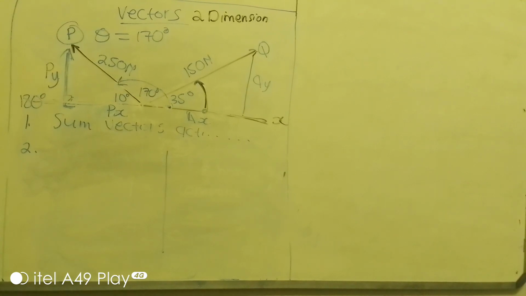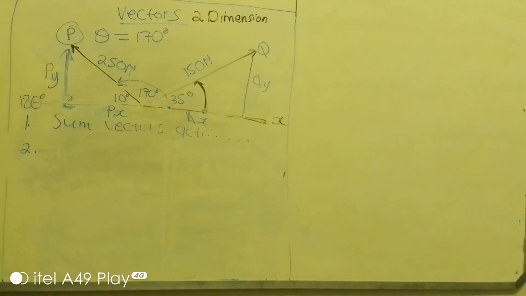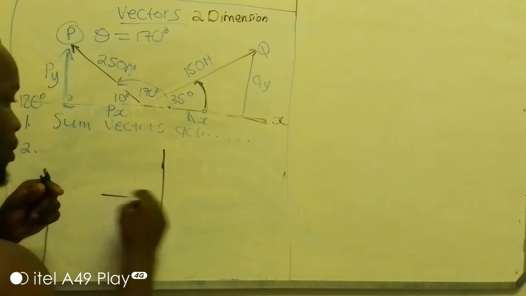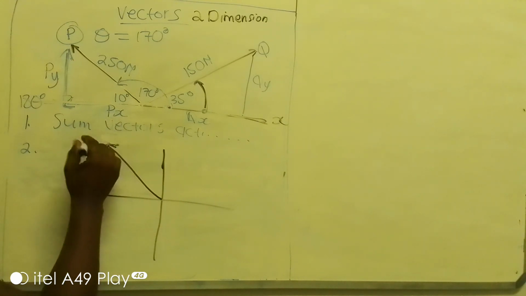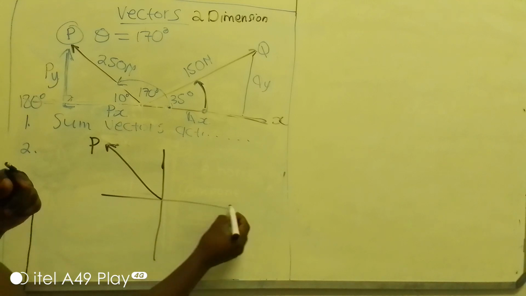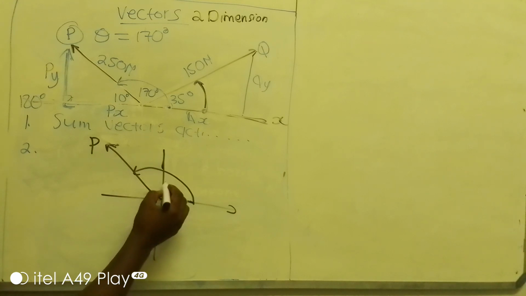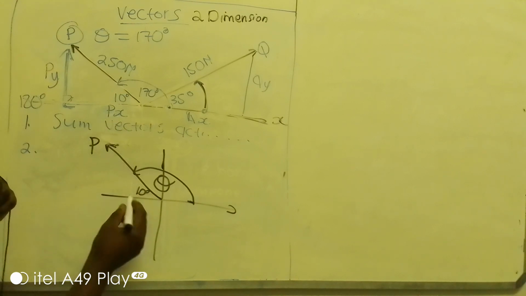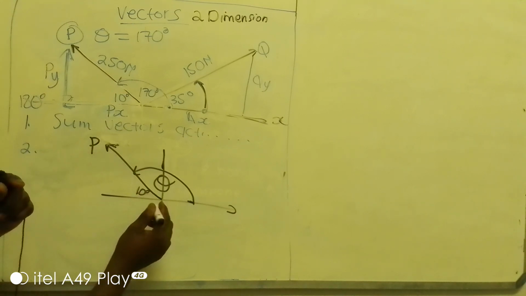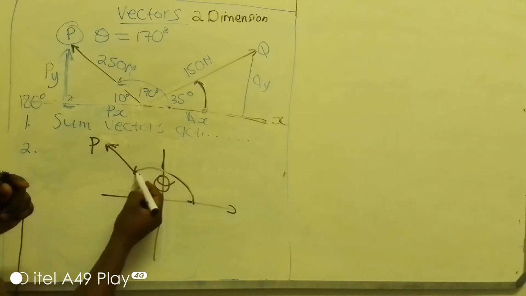Let me draw this. If we assume vector P is on the Cartesian plane, it would be in the second quadrant like this. Here is your vector P. Theta would be measured from the positive x-axis up to the vector we are talking about. So your theta is this whole angle. The 10 degrees you were given in the question is just a reference angle, not theta of P.